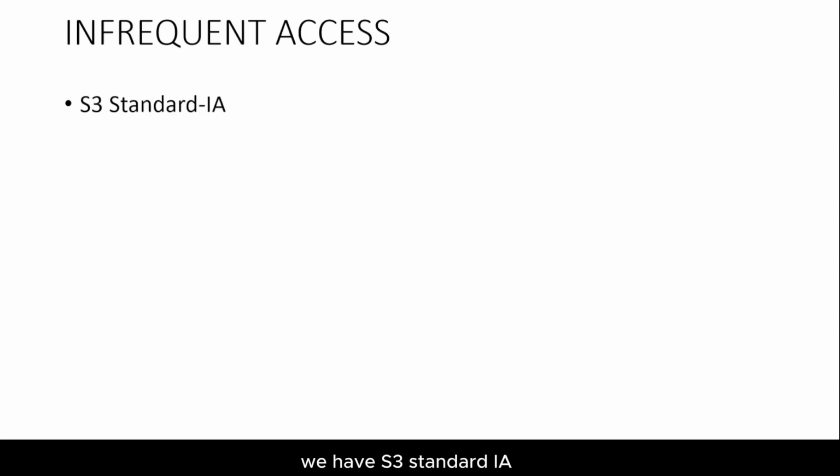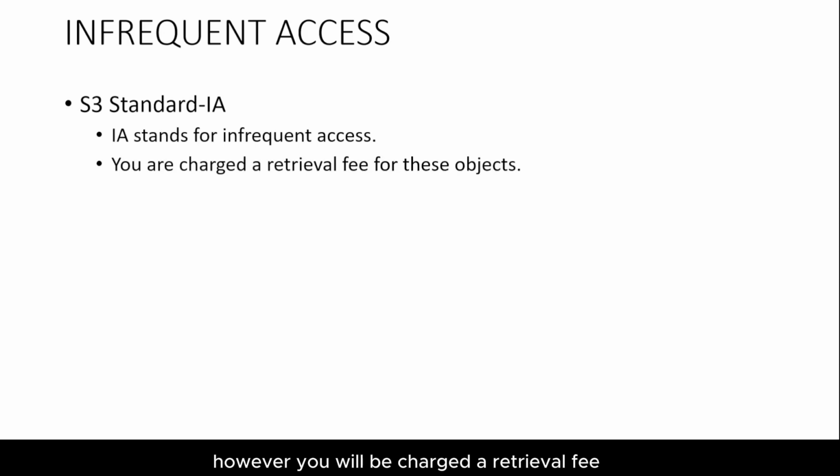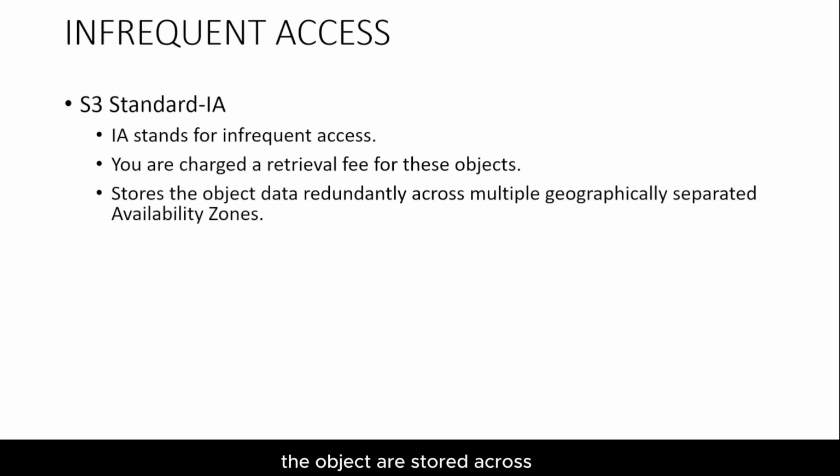Now let's move on to infrequently accessed data. We have S3 Standard-IA. IA stands for infrequent access. That is, the cost per storage of data is cheaper than the S3 Standard. However, you'll be charged a retrieval fee anytime you want to access the object. The objects are stored across multiple geographically separated availability zones.